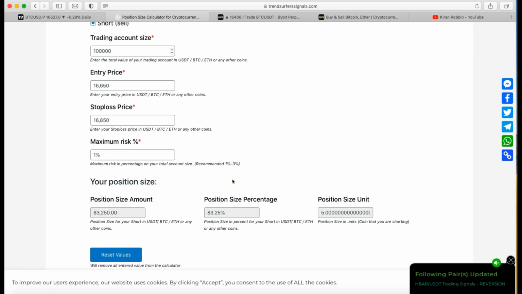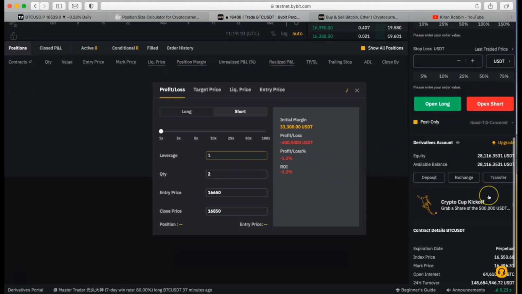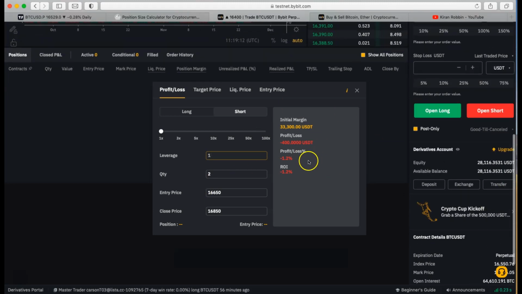I only risk 1% because it means that it will take me 100 attempts to blow up the account, which obviously is not my goal, but it just means that I can stand the test of time, and it allows my edge in trading to catch up and to compensate for any losses. I'm only trying to play really high probability risk reward setups. So in this case, this is too much risk for me, because if I lost this trade, I would lose $400, and this is more than 1% of my account.